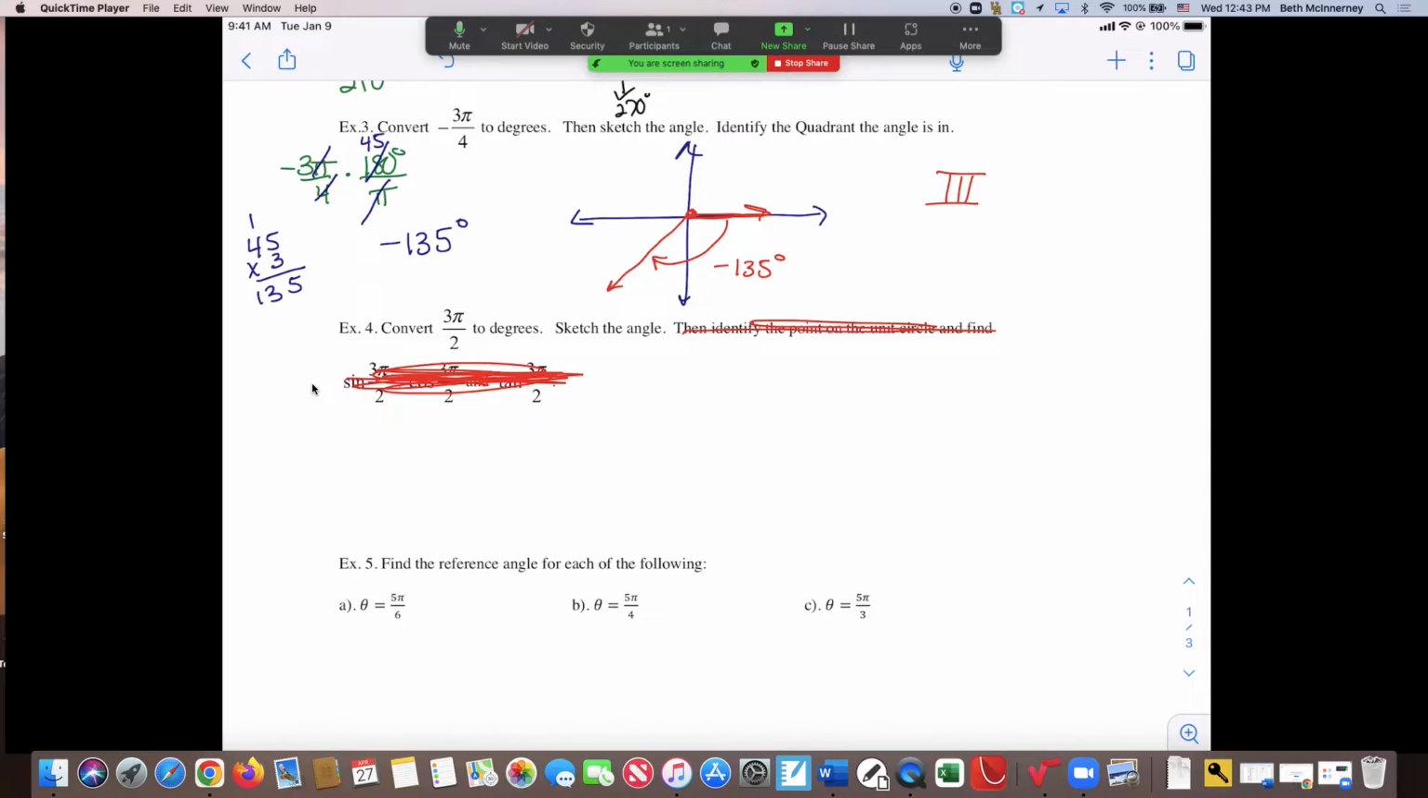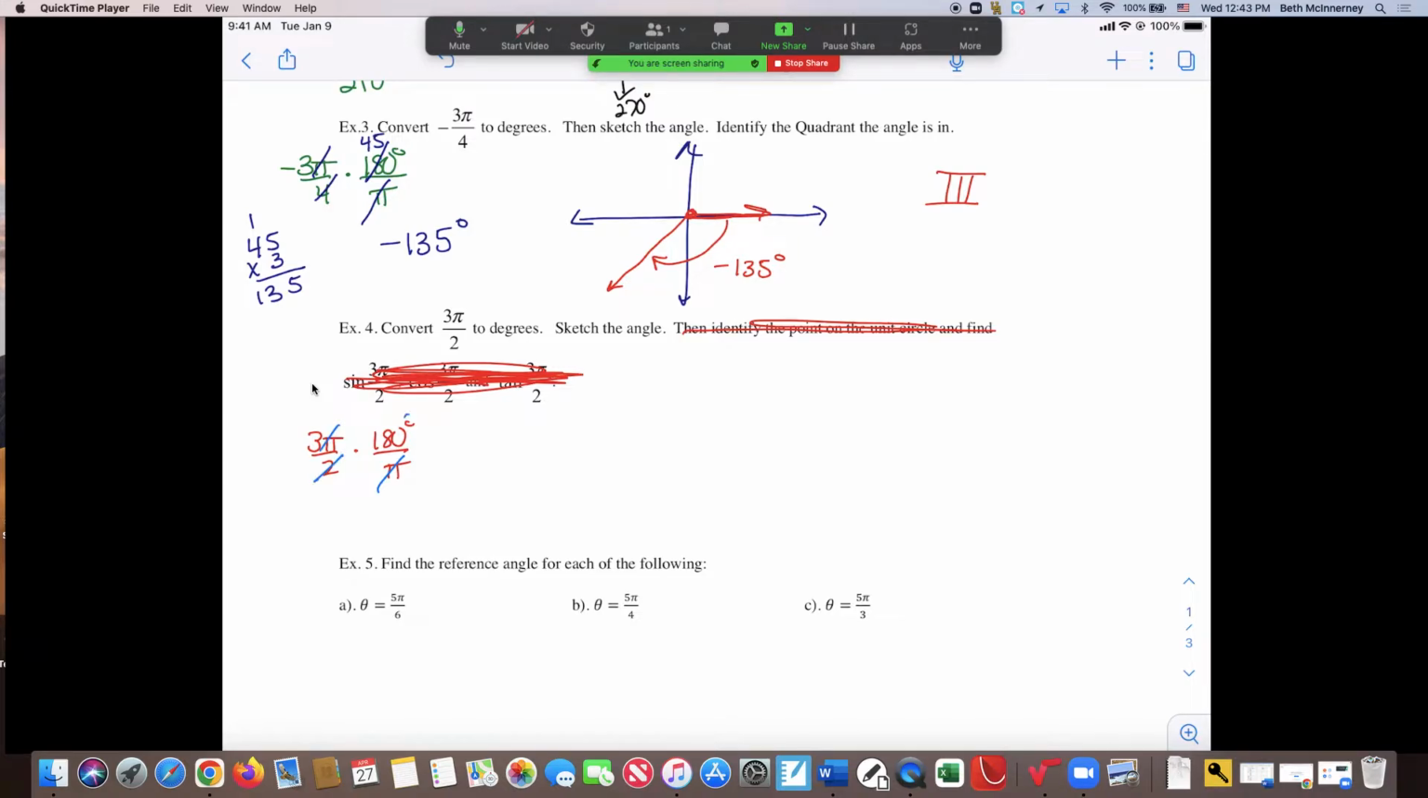And what I'm finding is we need some help with fractions. So I'm going to try to go slowly here and help you with fractions. And so I really need you to dig in and see if you can't figure that out for yourself. So here we go. 3 pi over 2 times 180 over pi. I'm going to cancel the pi's and then reduce first.